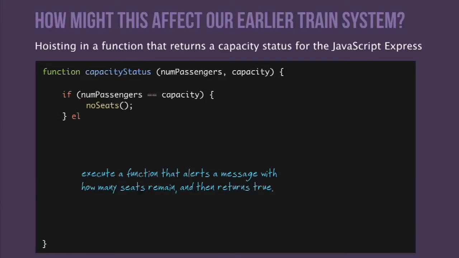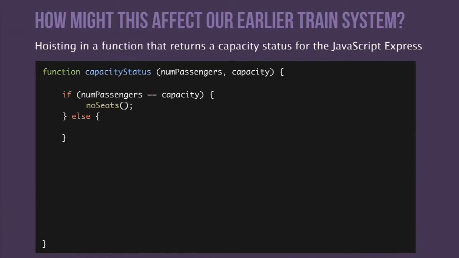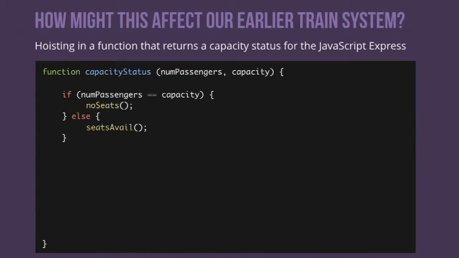Otherwise, if the number of passengers doesn't equal the capacity, we know we have some seats remaining. So we'll call a function called seatsAvail, and that will tell how many seats are available. Now let's work on those particular functions. First, we'll look at noSeats.